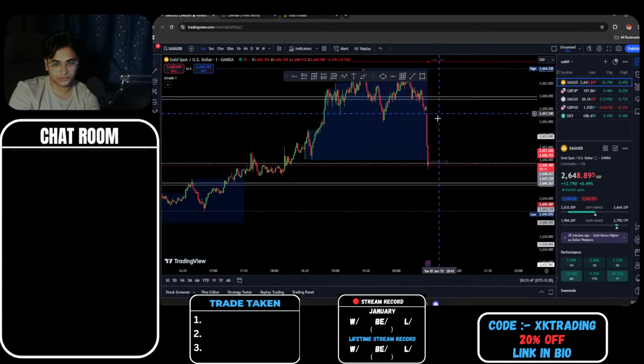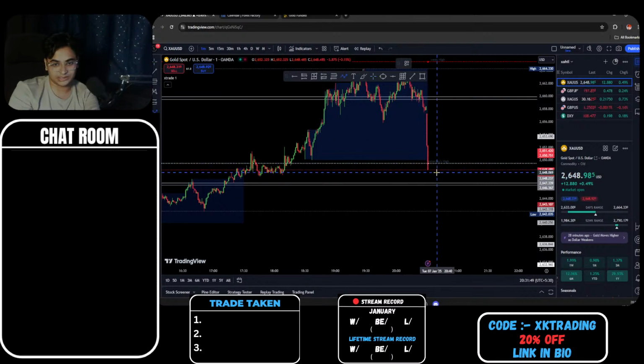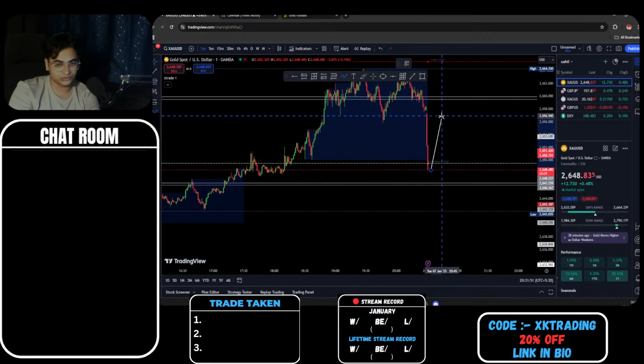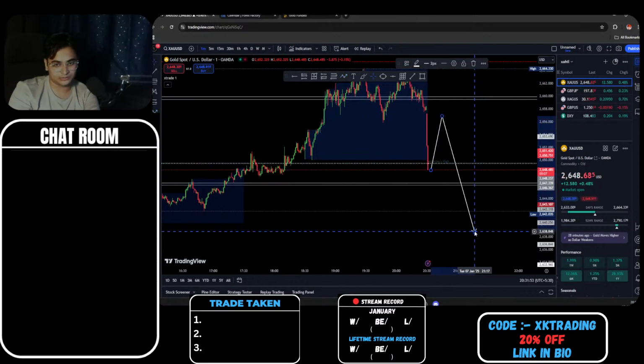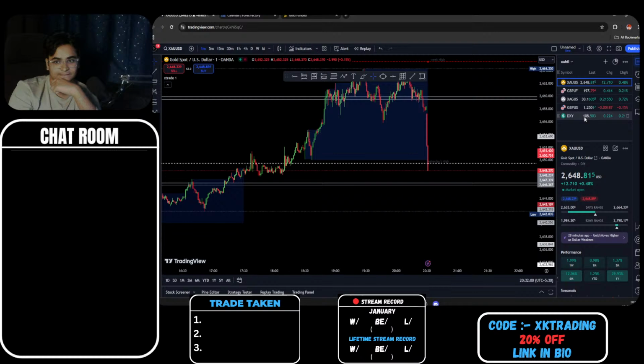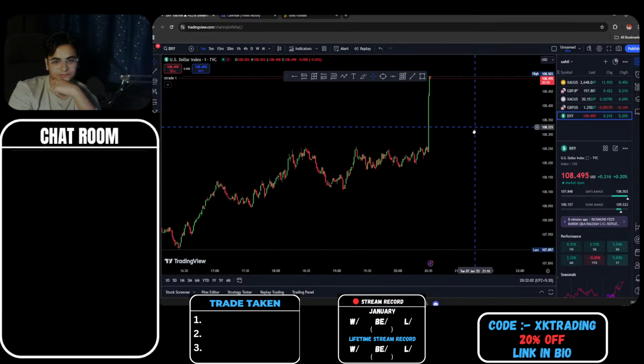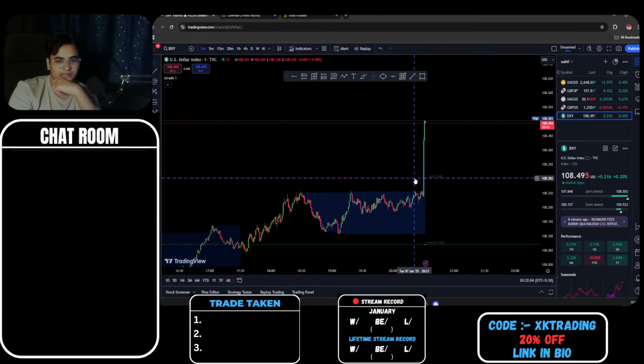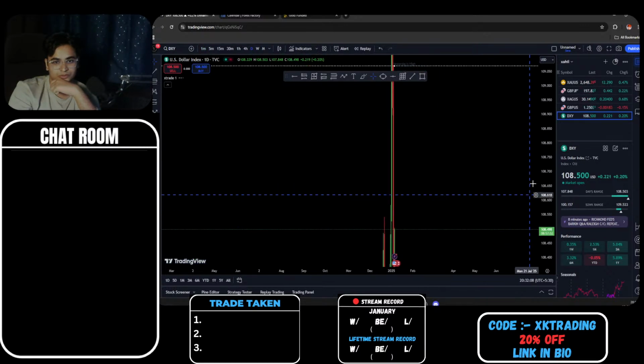So if we see the price doing something like this, like just a wick, then that will be good for me. But if not, then I'll just be looking at the price at this moment. Look at this. DXY, the dollar index, is moving up now. We are almost at a bullish momentum again.